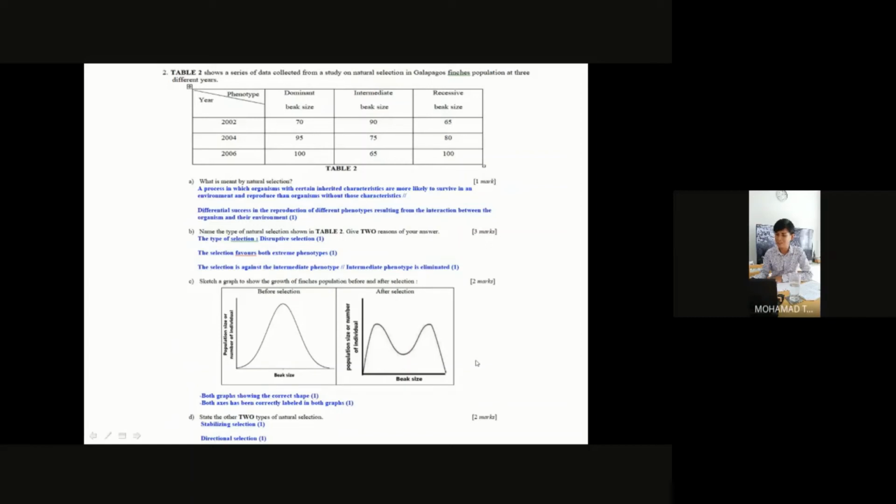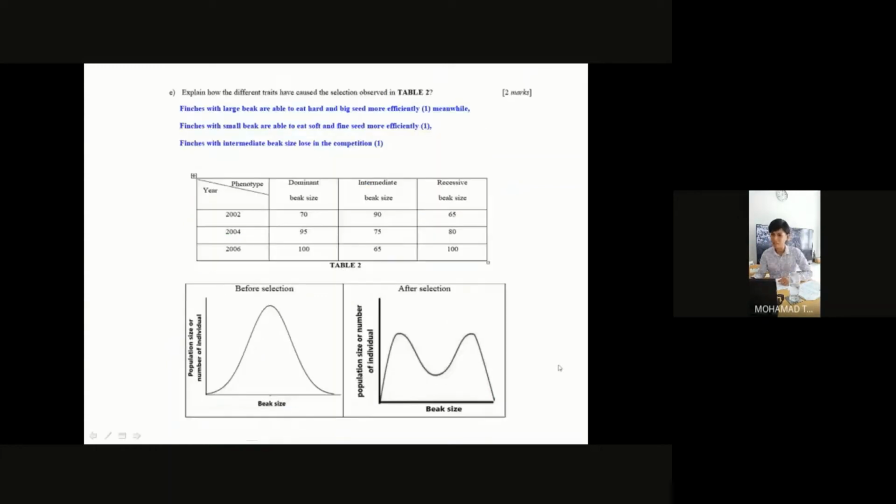The next question: state the other 2 types of natural selection. We know there are 3 types of natural selection. We have already mentioned disruptive selection. So the 2 other types are stabilizing selection, 1 mark, and also directional selection, 1 mark. Okay, let's move on to the last question.